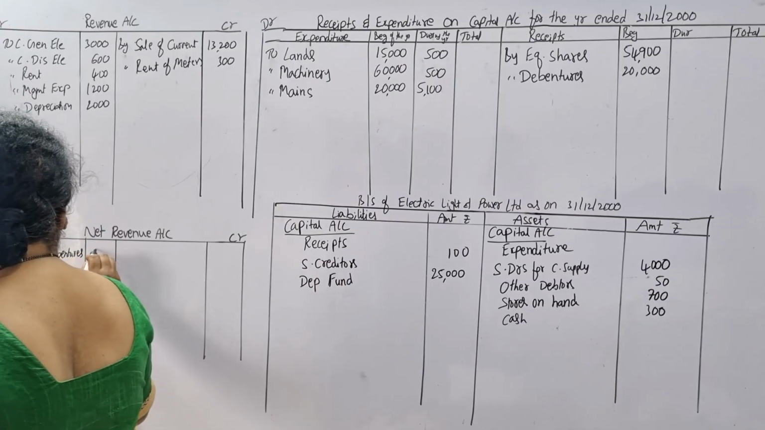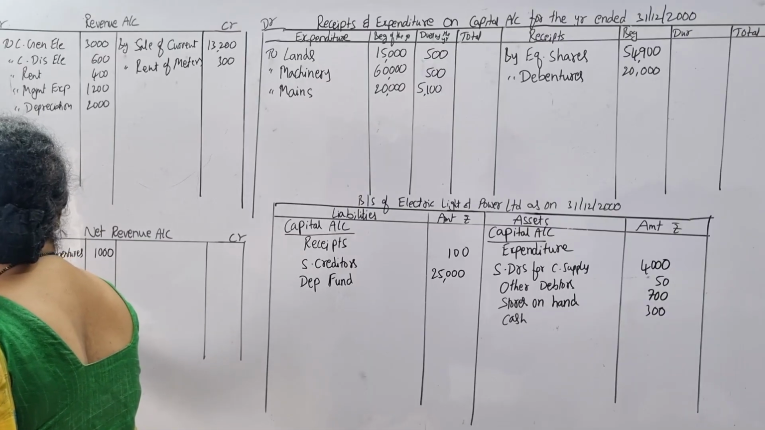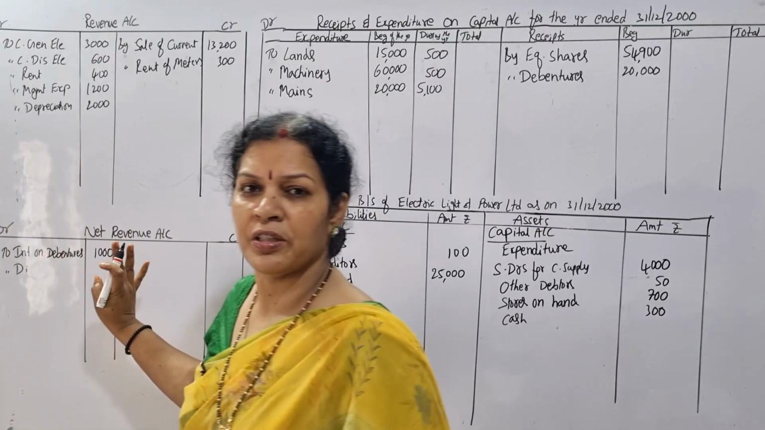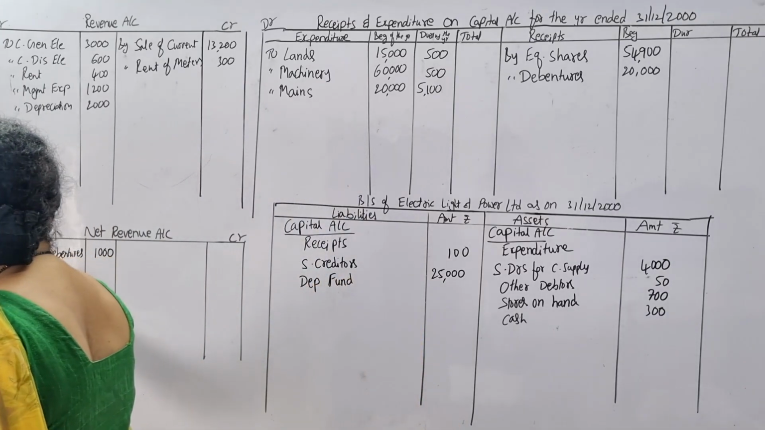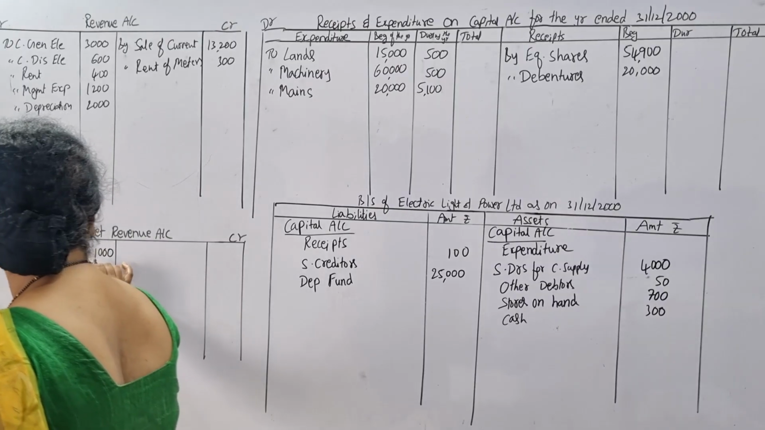It is 1,000. Next, dividends. Only these two items come in the net revenue account. Dividends are 2,000.